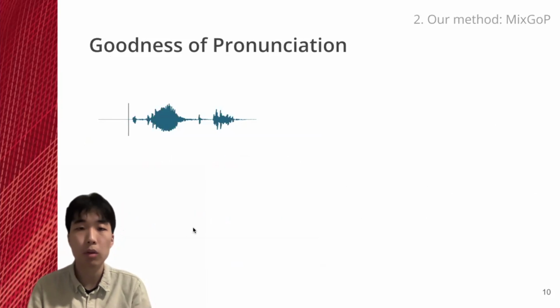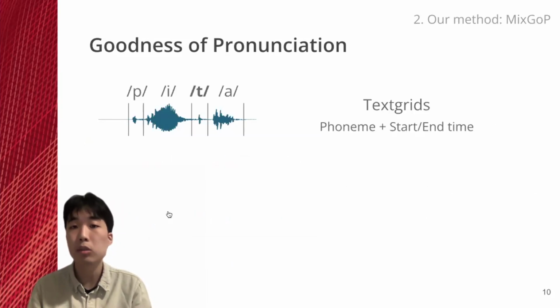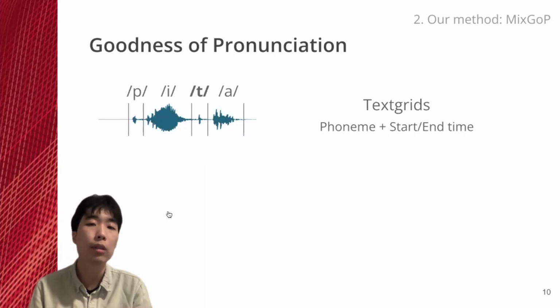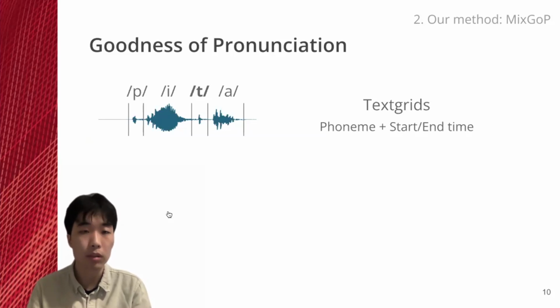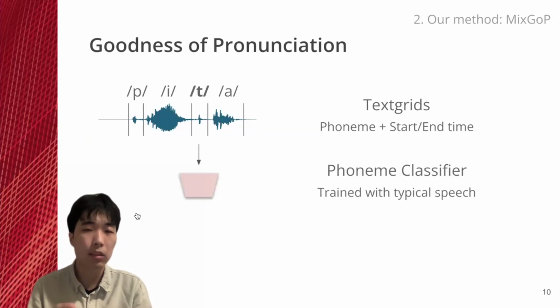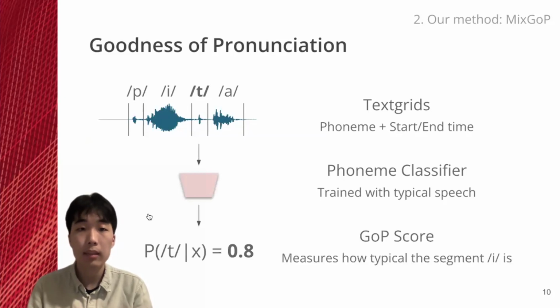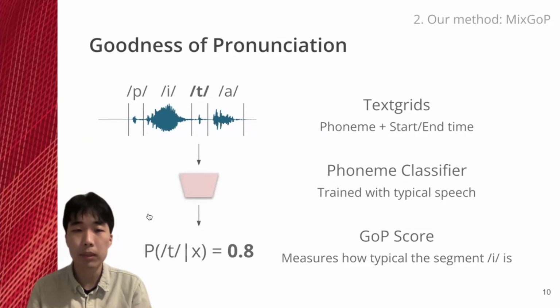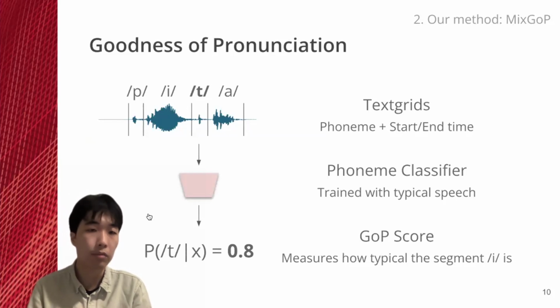So let's see how we can actually calculate these GOP scores. We start from the speech that we want to assess, and we are assuming that we already know the ground truth phonemes and their start and end times within the speech. Let's say we want to measure how well the person pronounced the segment 2 in this case. We feed that speech segment 2 through a phoneme classifier, which is trained with typical speech, and the resulting classification probability for 2 directly becomes the GOP score. So if the pronunciation was very atypical, then this score will be somewhat low, right?